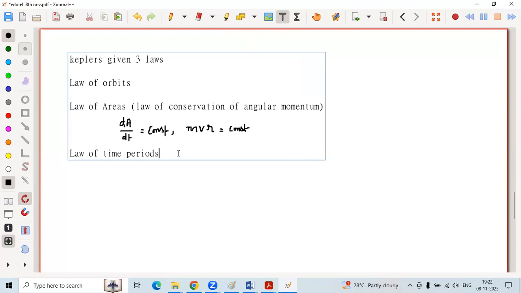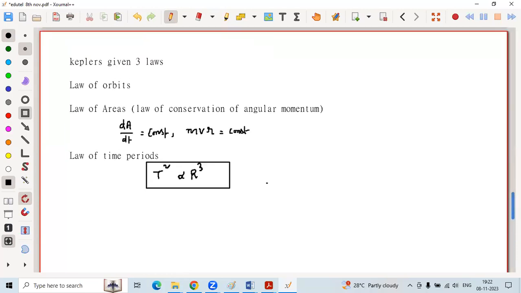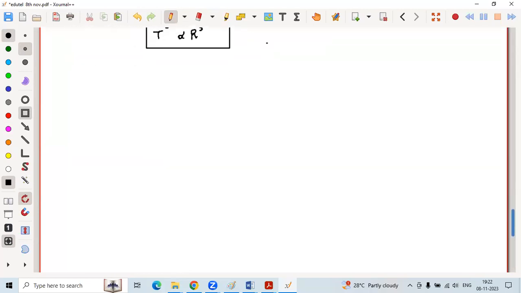Now, what is the mathematical representation of Kepler's third law? Anyone? T square is directly proportional to R cube. Very good. This is the mathematical representation of Kepler's third law. Now, here we'll do one or two numericals.